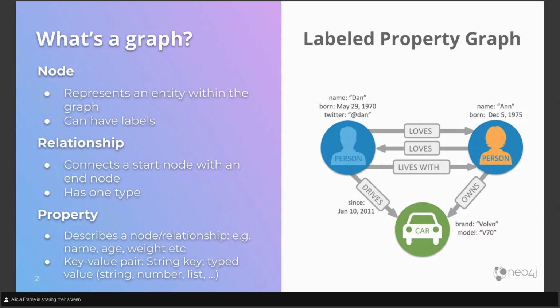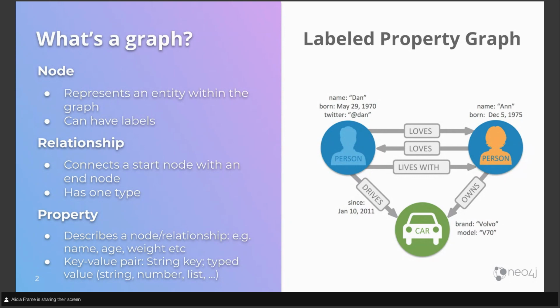So, fundamentals: Neo4j is a graph database. And what that means is we are a labeled property graph. So we store data, instead of in tables like you might think of in SQL, as a graph with nodes and relationships. Nodes are things like nouns. They're entities in your graph, and they can have labels. In this example, our nodes are people and cars. Relationships are the connections between those nodes, and they each have a type. So a person can love another person, or a person can drive a car. That verb is the relationship.